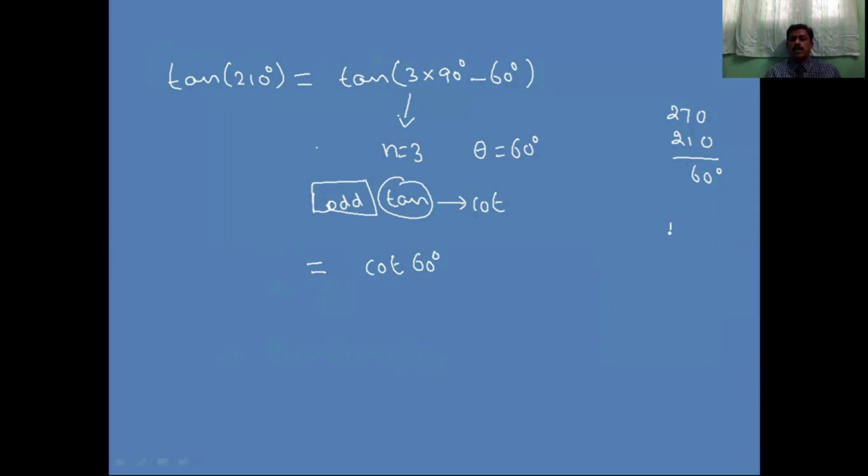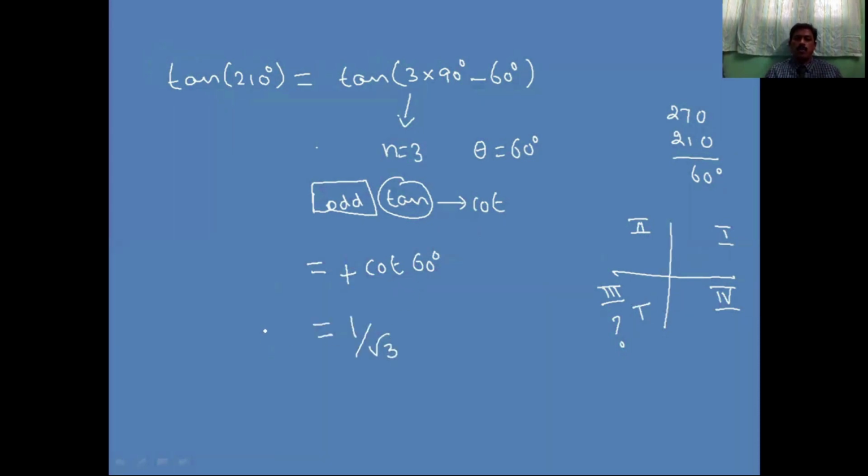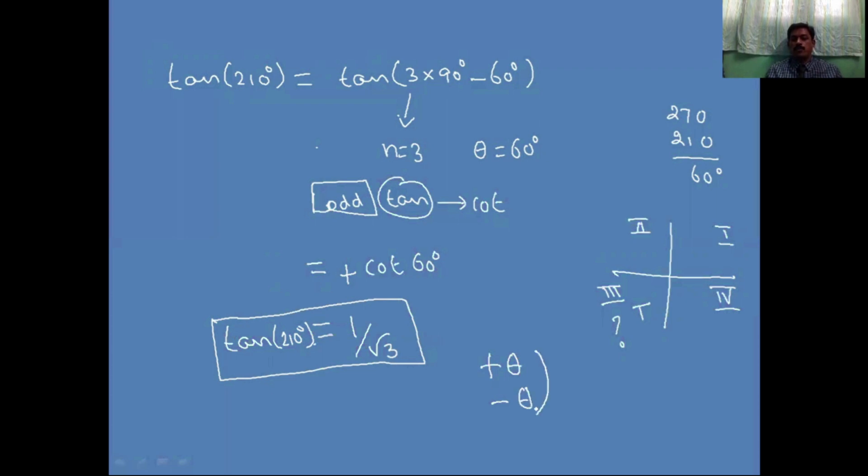Now we are going to decide where it lies. We have already decided it in the previous method itself. It lies in the third quadrant. In the third quadrant tan is positive, so here it is positive. Cot 60 degrees is nothing but 1 by root 3. Tan of 210 is equal to 1 by root 3. We can derive either in the form of plus theta or in the form of minus theta. Either way you will get the same result.